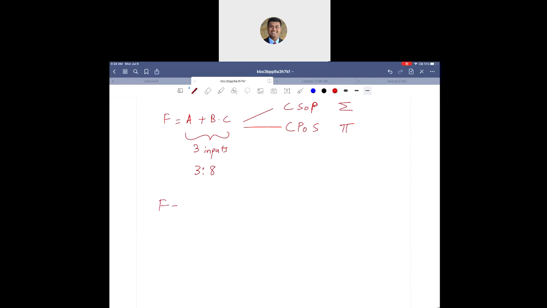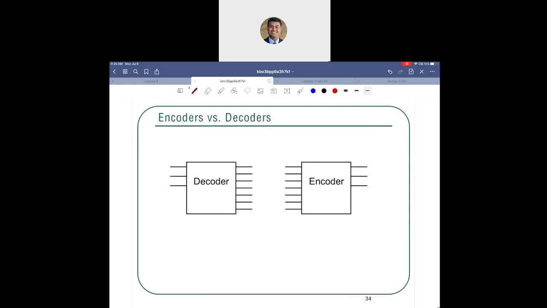If you had, say, F equals X or Y, which is only two inputs, you would only need a 2-to-4 decoder in that case. So the number of inputs to the function dictate how many inputs you are going to have for the decoder. All right, let's move on here.